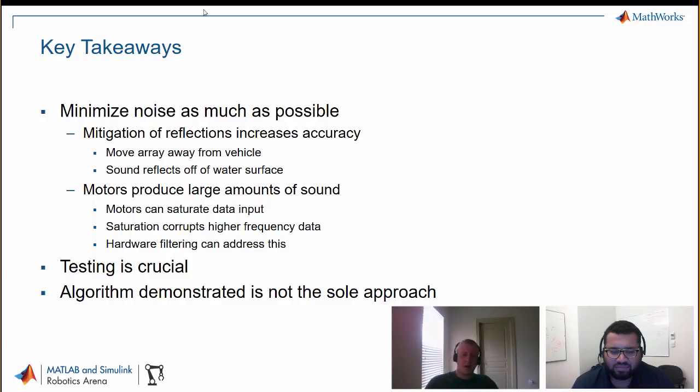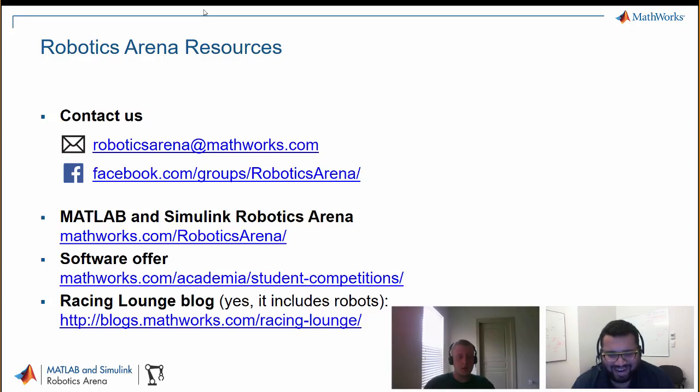And then finally, what we showed here today was not the only approach to the problem. It's by no means the best approach to the problem. What we were showing here today is a good way to get started, a good way to get in the water and start finding the sound sources, and to give you a place to iterate from. But yeah, have fun with it. It's a great problem.